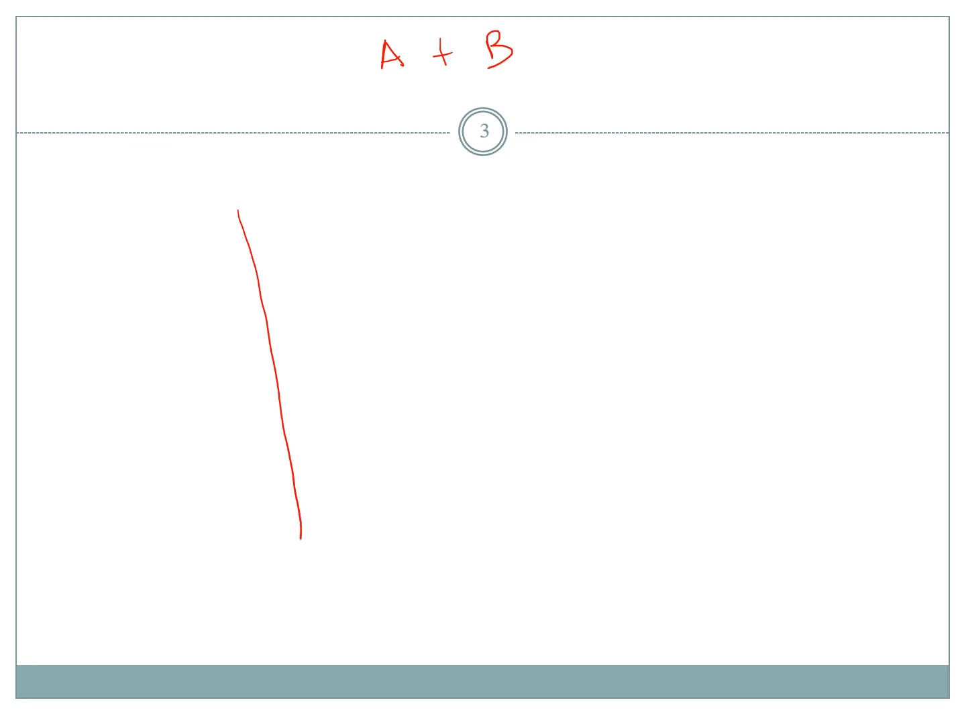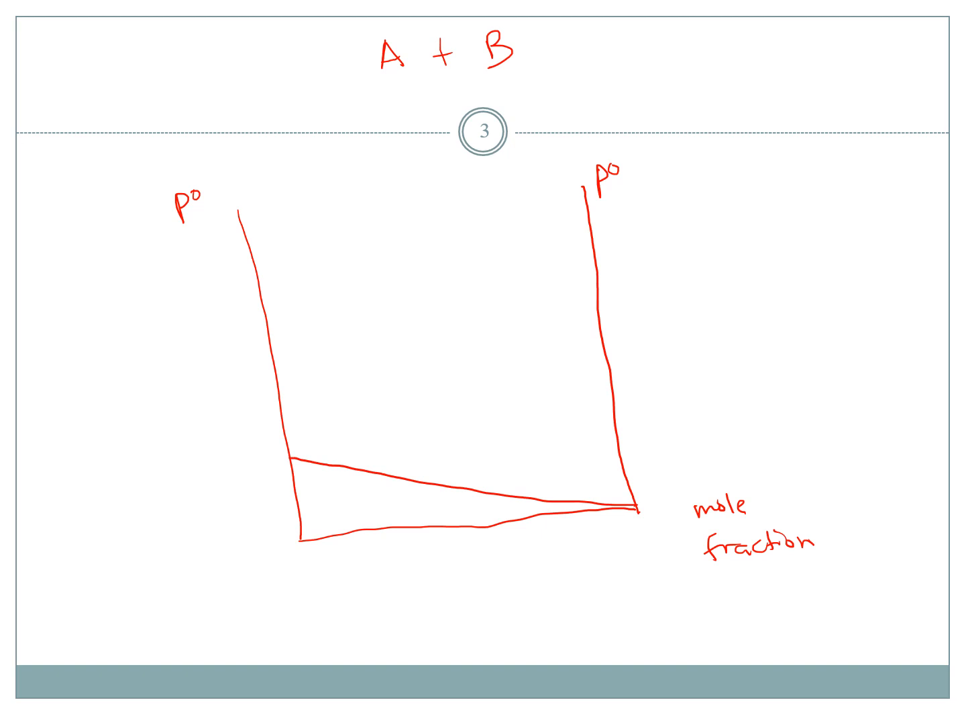This is axis Y. This is axis X for mole fraction. Axis Y for vapor pressure, and then you draw another line. Axis Y, this one is vapor pressure. So from the equation, the partial vapor pressure of A at a particular temperature is proportional to its mole fraction. So you draw the straight line. So you label here the vapor pressure for pure A.